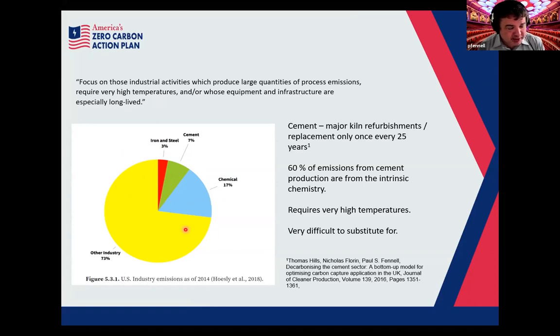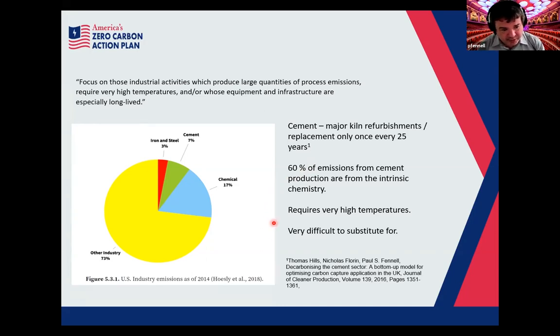One key point is that for most large-scale industrial processes, major refurbishments, and I'm speaking here on cement, only happen once every blue moon. Here it's been looked at for the cement industry as once every 25 years. And you really would like to cycle in making major alterations to the process at the same time as you make major refurbishments. So that's something that needs to be thought of.